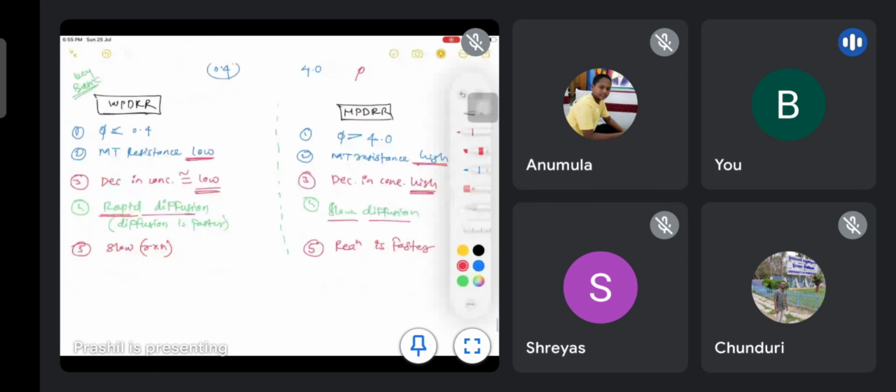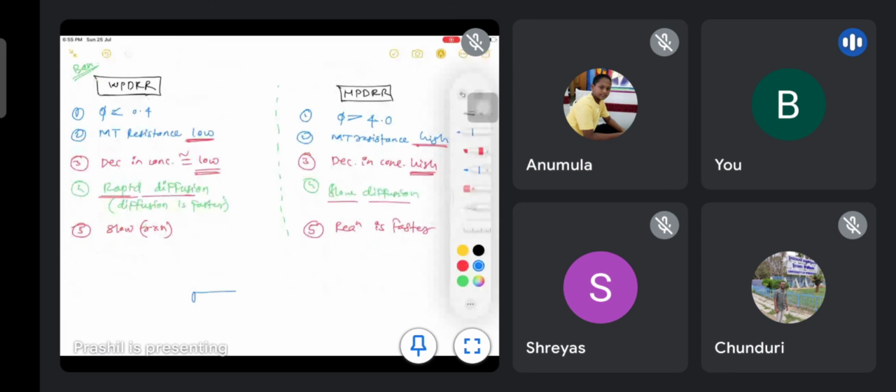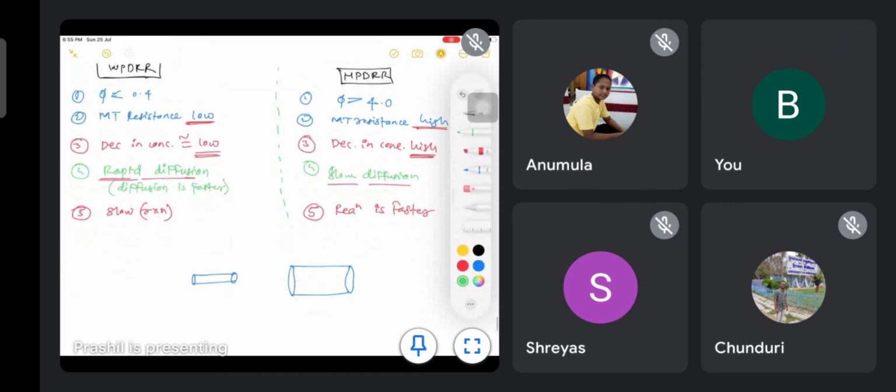Now I'll explain one point here. Suppose this is the size of one pore and this is the size of another pore. Where is diffusion resistance high and where is diffusion resistance low? Where is mass transfer resistance high and where is it low? Anyone? How is mass transfer resistance here?